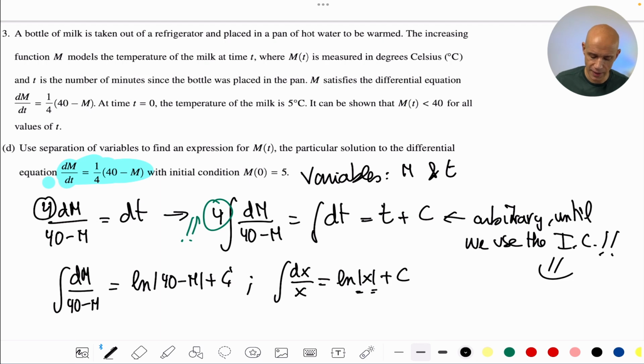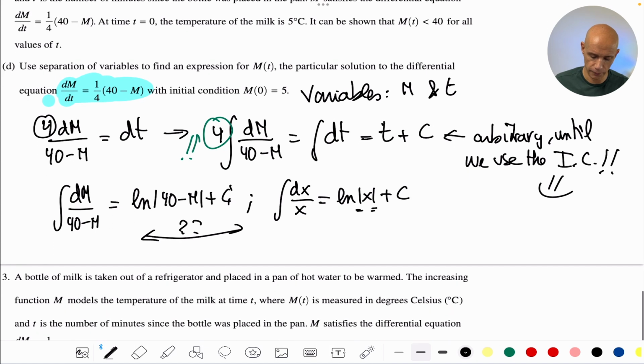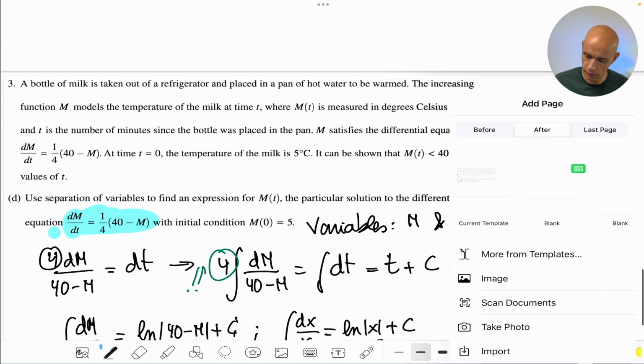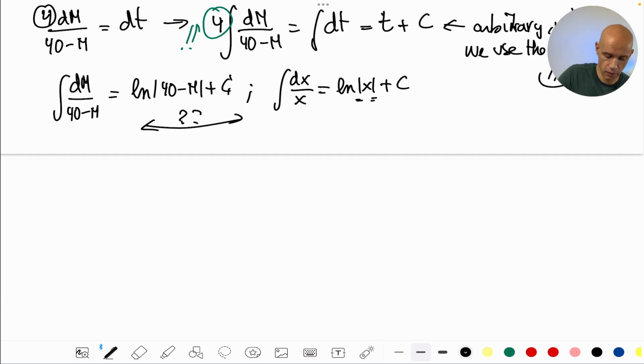But we don't have exactly the same expression, right? So how do we join both things? Well, one way of doing that is the following. Let's add a new page, better. Yeah, blank page. It is a change of variable. It's what is called a change of variable.